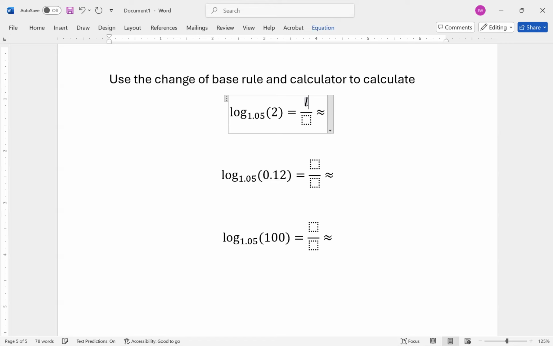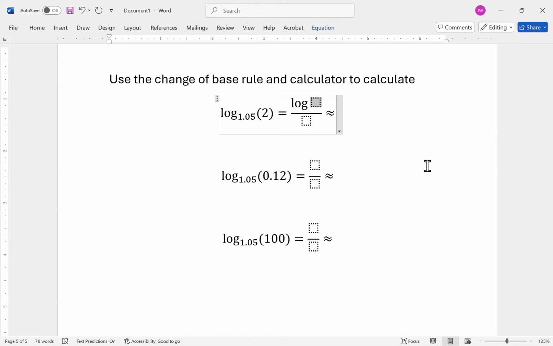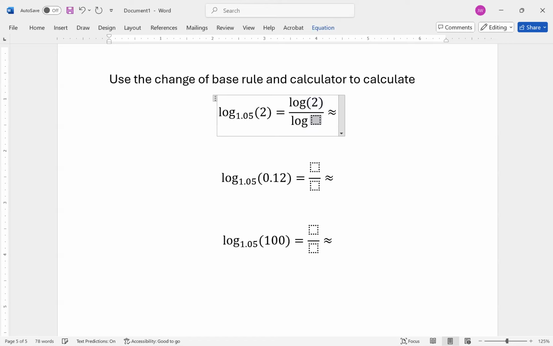We're going to take log of 2 divided by log of 1.05. Now this is log base 10 on my calculator. You could have also used natural log of 2 divided by natural log of 1.05. I get right about 14.21. Again, that means 1.05 raised to the 14.21 power gives you about 2.